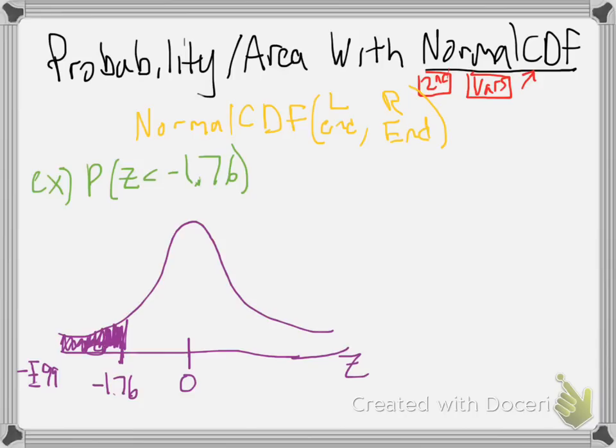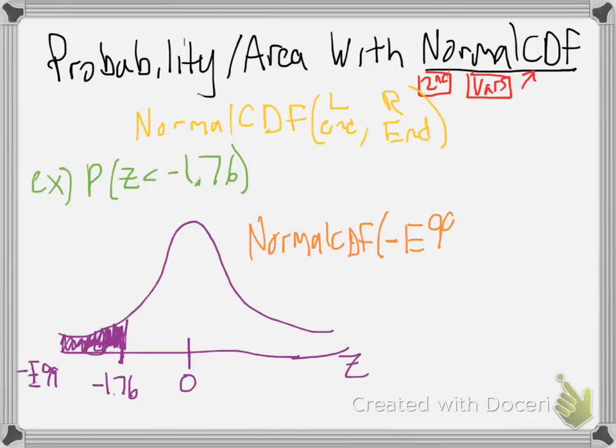So to do this, we go to second vars and pick the normal CDF. What's the left endpoint of this area? There's really no endpoint. It just goes off to negative infinity. So we press the negative key, and then to access the E, we press second comma.